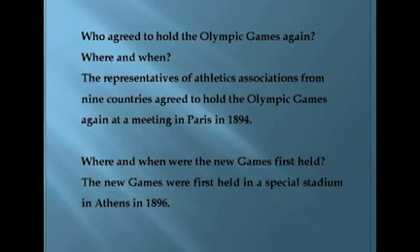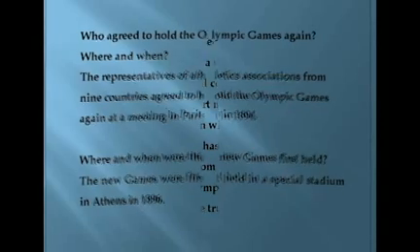Question: who agreed to hold the Olympic Games again? Where and when? The representatives of athletic associations from 9 countries agreed to hold the Olympic Games again at a meeting in Paris in 1894. Question: where and when were the new games first held? The answer: the new games were first held in the special stadium in Athens in 1896.